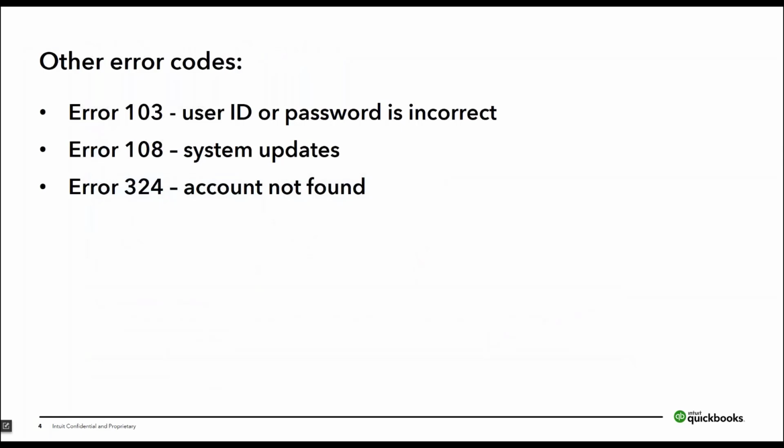If you see error 103, it usually means the user ID or password are incorrect. You'll see this error in QuickBooks if you've updated your bank password, but have yet to update your password in QuickBooks. Error 108 means there is a message from your bank on their website. It's usually for scheduled maintenance or system updates, which can block the connection to QuickBooks. Error 324 means that QuickBooks is unable to find the account you set up. This may happen if the account has been changed or the bank has issued a new card or new account, or you've closed your account.